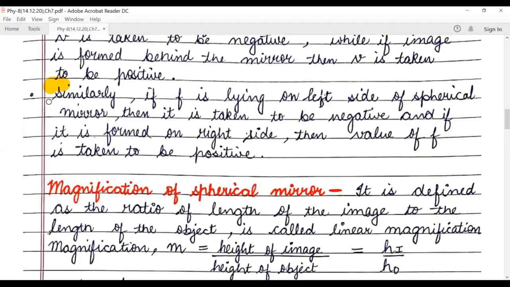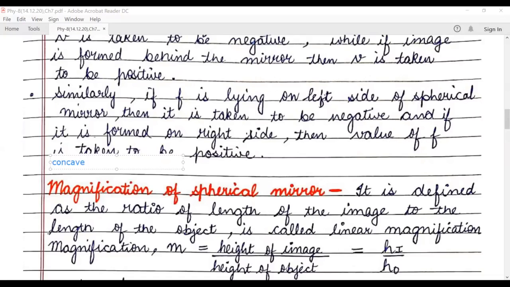So students, coming to the third point to be discussed: if focal length, that is f, is lying on the left side of a spherical mirror, then it is taken to be negative, and if it is formed on the right side, then the value of f is to be taken positive.